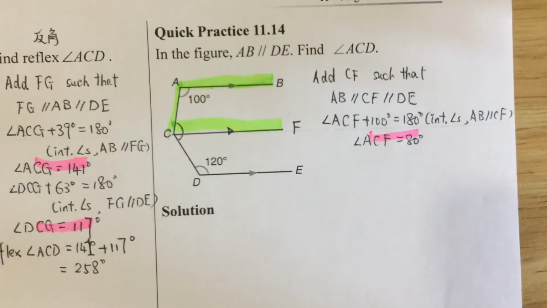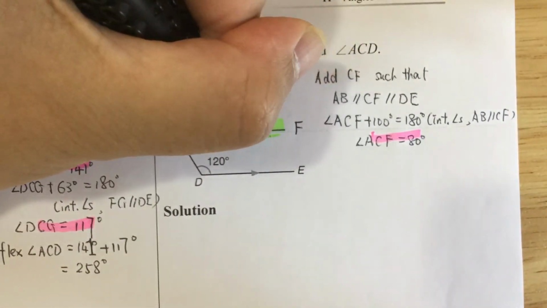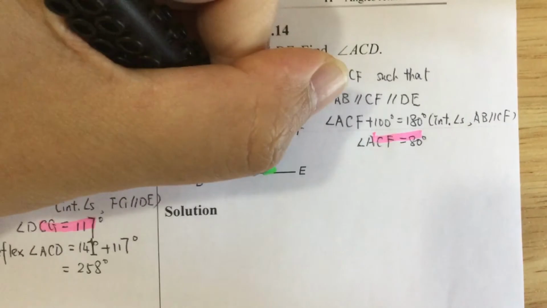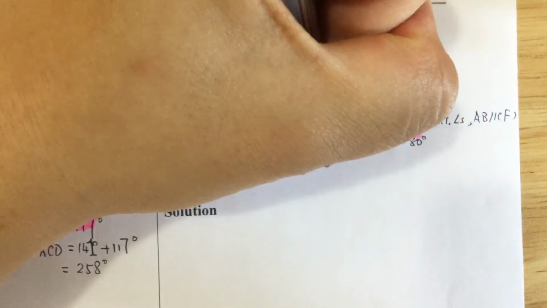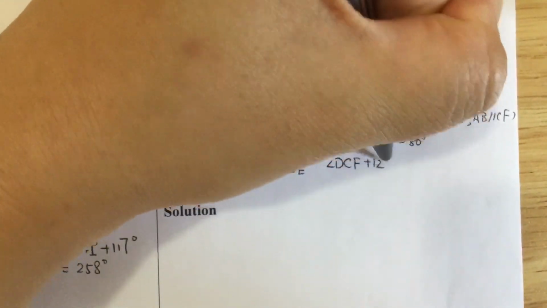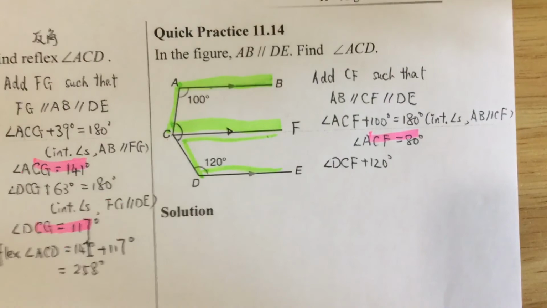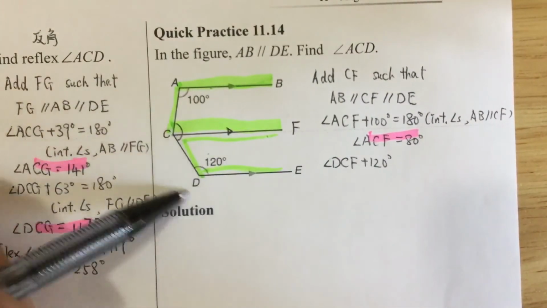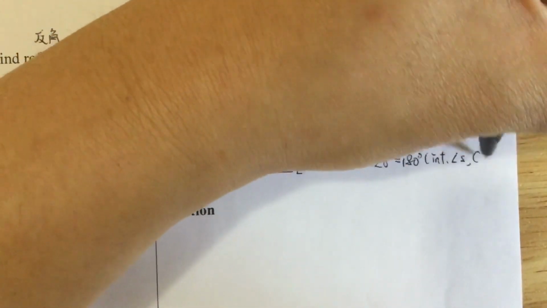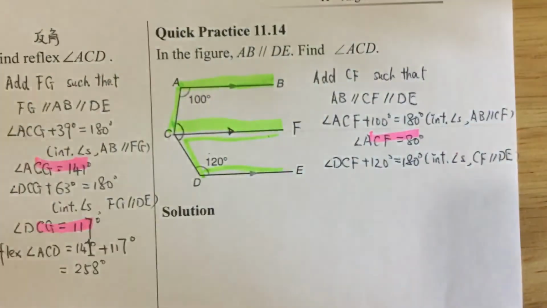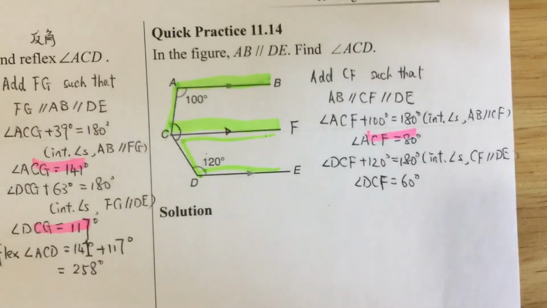And now we are going to use the second interior angle, that is this one. So we will use this one, and we are going to find out the angle DCF. So angle DCF plus 120 degrees equals 180 degrees. This is interior angles, CF parallel DE. Okay, so we will see angle DCF will equal 60 degrees. So we can solve another angle.